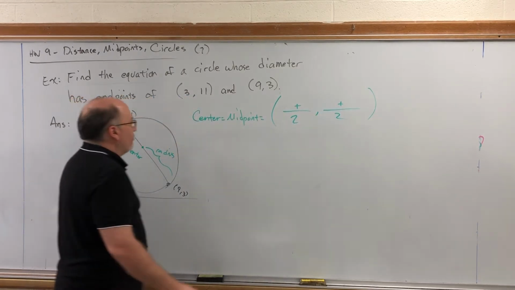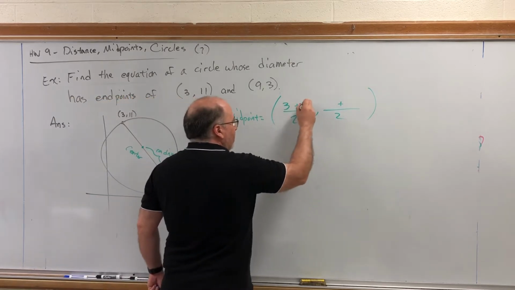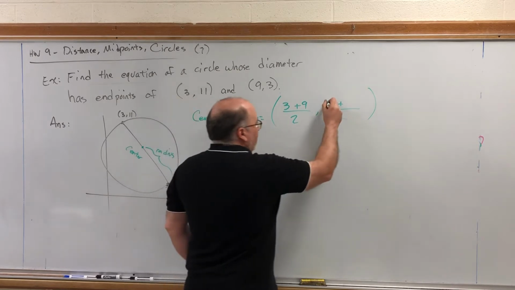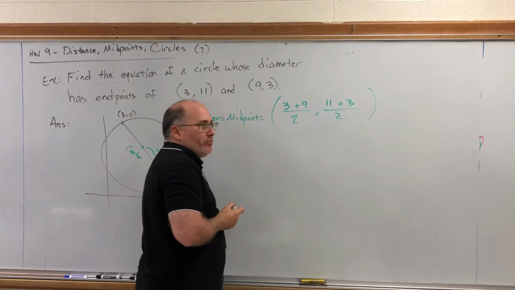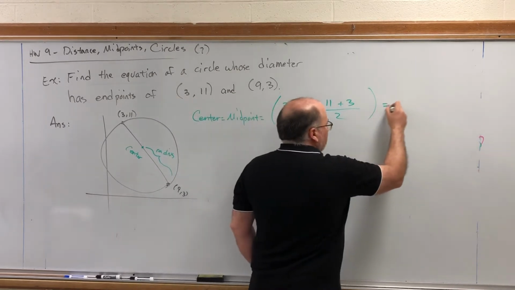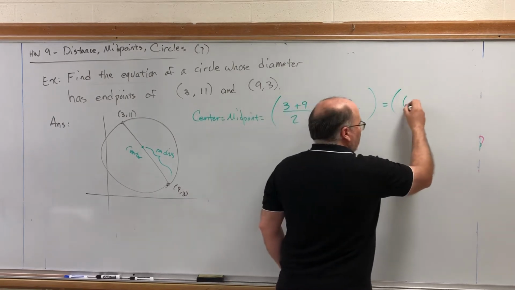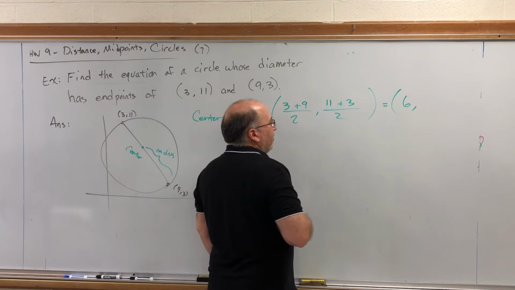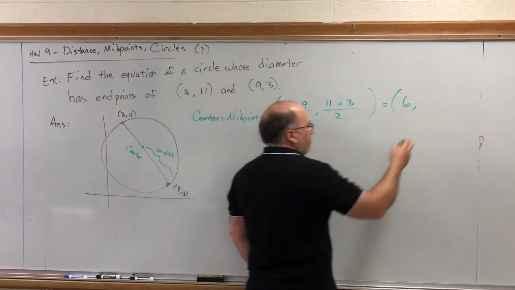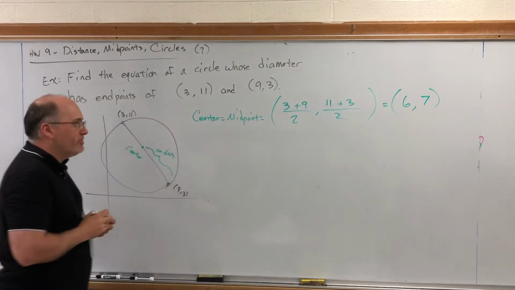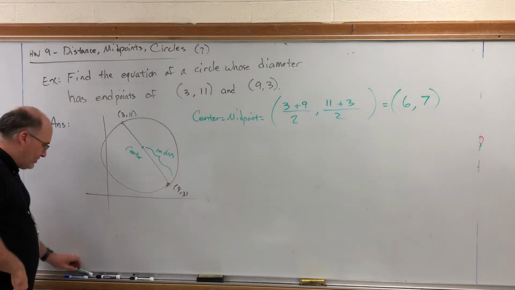The x's are 3 and 9, so we'll average those. The y's are 11 and 3, so we'll average those. 3 plus 9 is 12. 12 divided by 2 is 6. 11 plus 3 is 14. 14 divided by 2 is 7. So now we know where the center is. But we still need the radius.